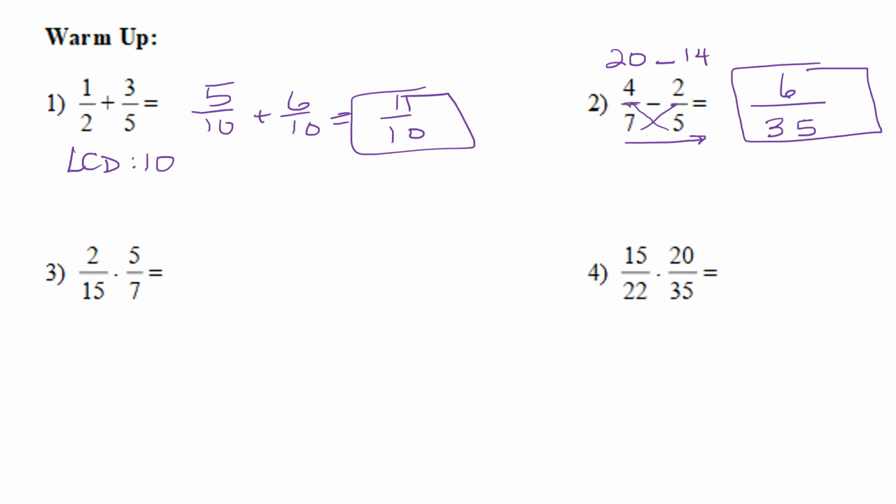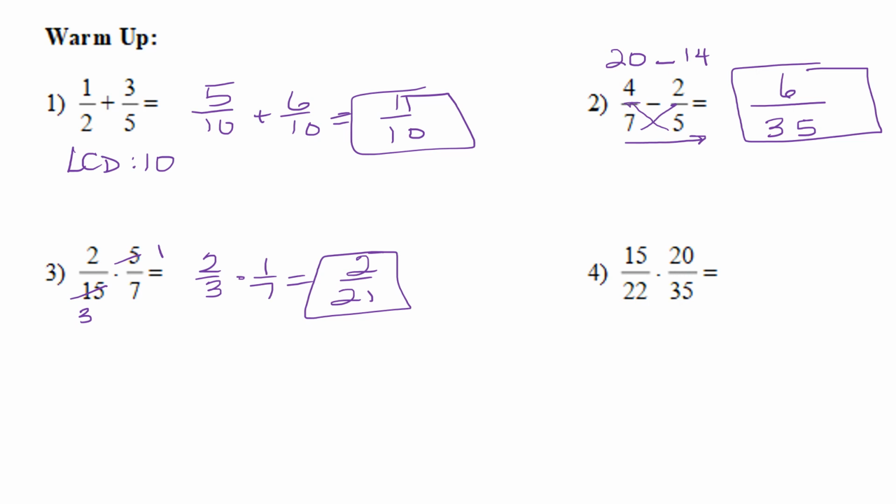All right, in 3, we're taking 2/15 and multiplying by 5/7. I always like to try to reduce either within the same fraction or crisscross applesauce, numerator and denominator. So 5 and 15 are both divisible by 5. That would leave us with the fraction 2/3 multiplied by 1/7 to give us 2 over 21. There we go.